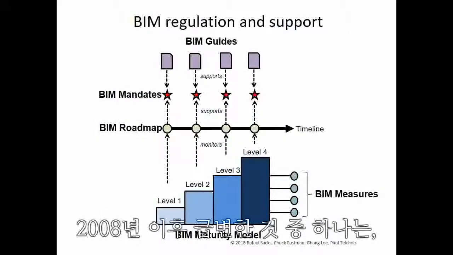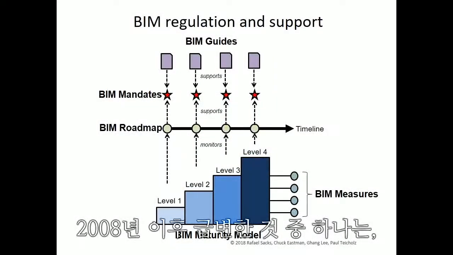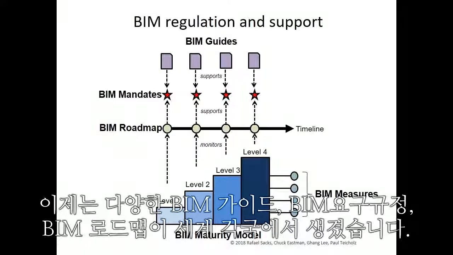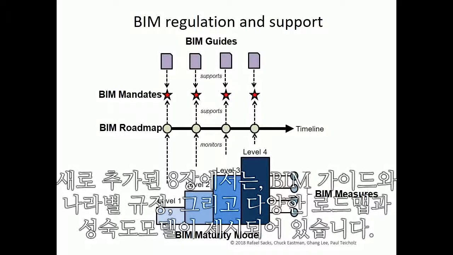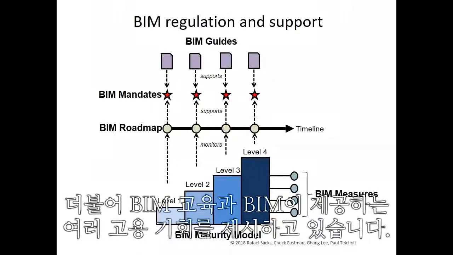Another thing that's changed really radically since 2008 is that we now have a plethora of BIM guides, of mandates, of roadmaps in different countries. Along with those go maturity models and measures to tell people where they are along the process. In fact, chapter 8 is an entirely new chapter in the book that deals with the guides, the government mandates, with roadmaps of different kinds, and with maturity models. The chapter also deals with BIM education and with the kinds of employment opportunities that BIM offers.